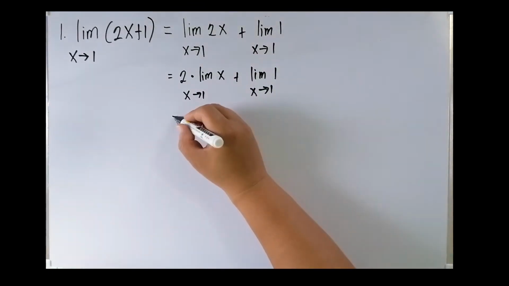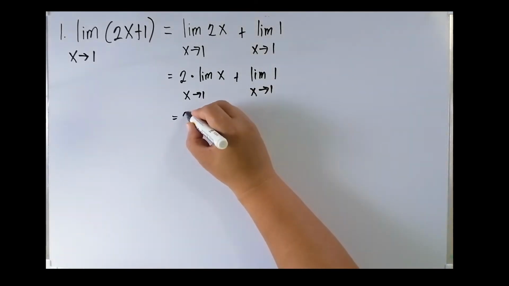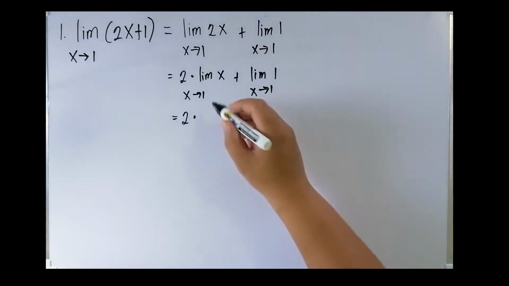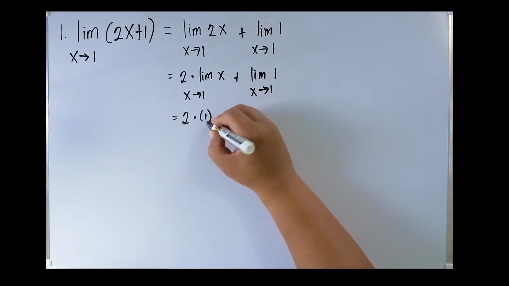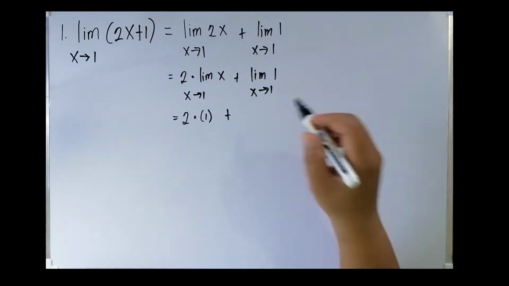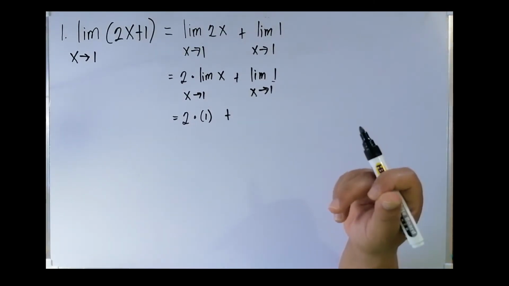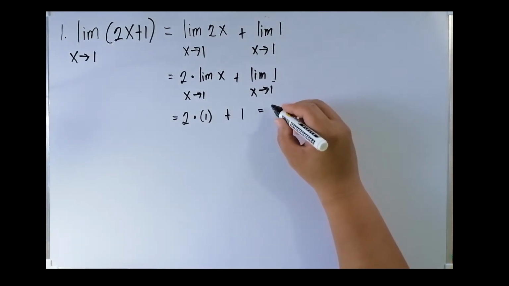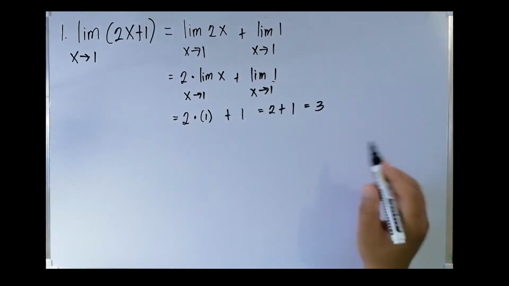Next, evaluate na natin yung limit. So, we have 2 times the limit of x as x approaches 1, simply substitute na natin yung value ng c doon sa x natin, which is 1, plus the limit of 1 as x approaches 1. So, the limit of a constant is the constant itself. So, we have 1. So, this is equal to 2 plus 1, equal 3.